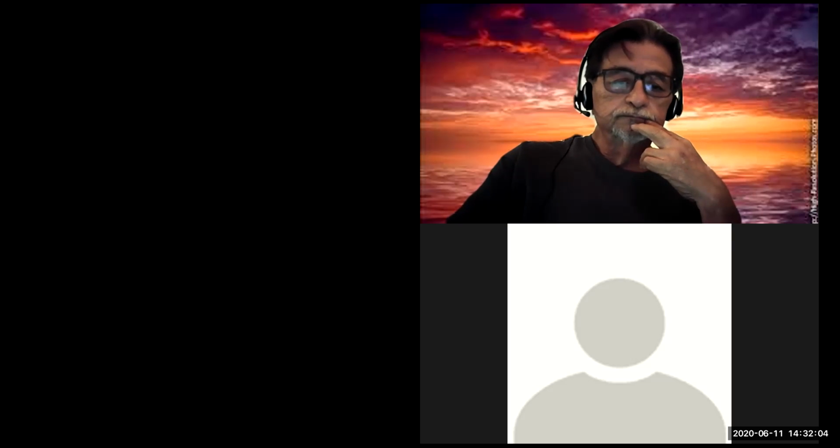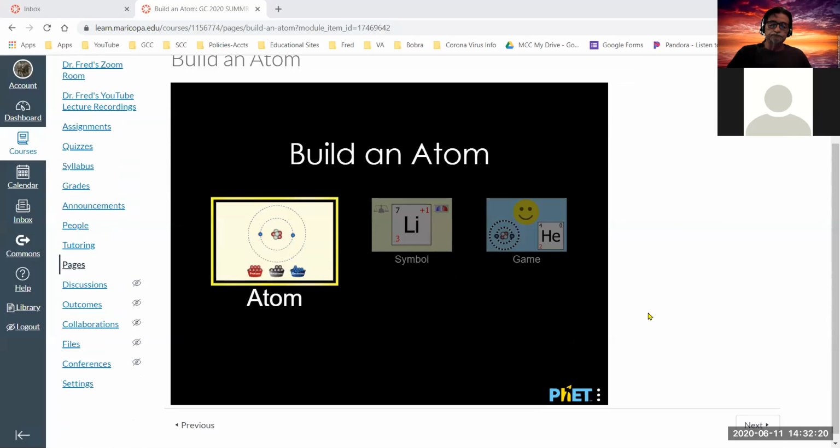In the modules, at the very bottom, there is a Build an Atom additional resource. Okay, and let me start to share here. Where'd it go? There it is. Hopefully you can see that.